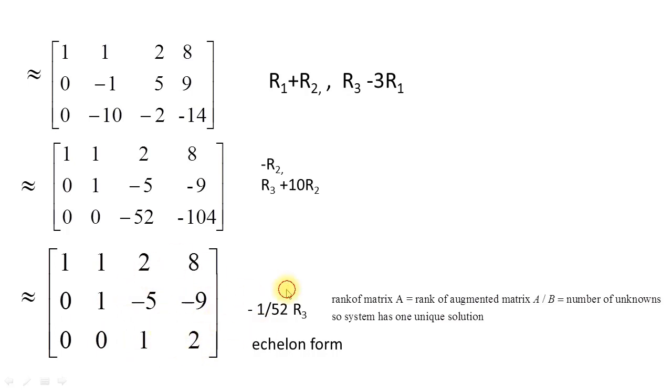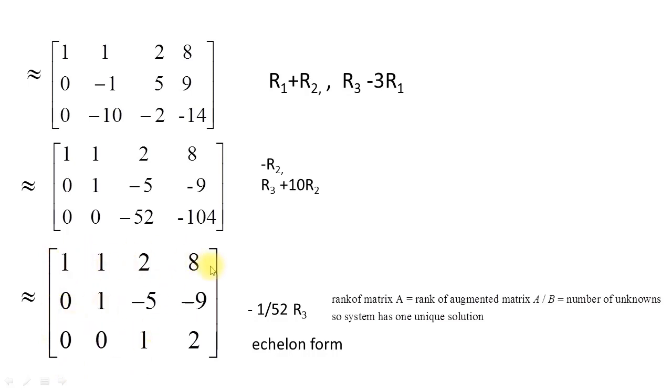Now, at this position, dear students, note that whether the system has a unique solution or infinitely many solutions or no solution, we need to observe the rank in this augmented matrix. This is matrix A and the full matrix is the augmented matrix. The rank of matrix A is 3. This is the matrix A. There are 3 non-zero rows in this matrix A.